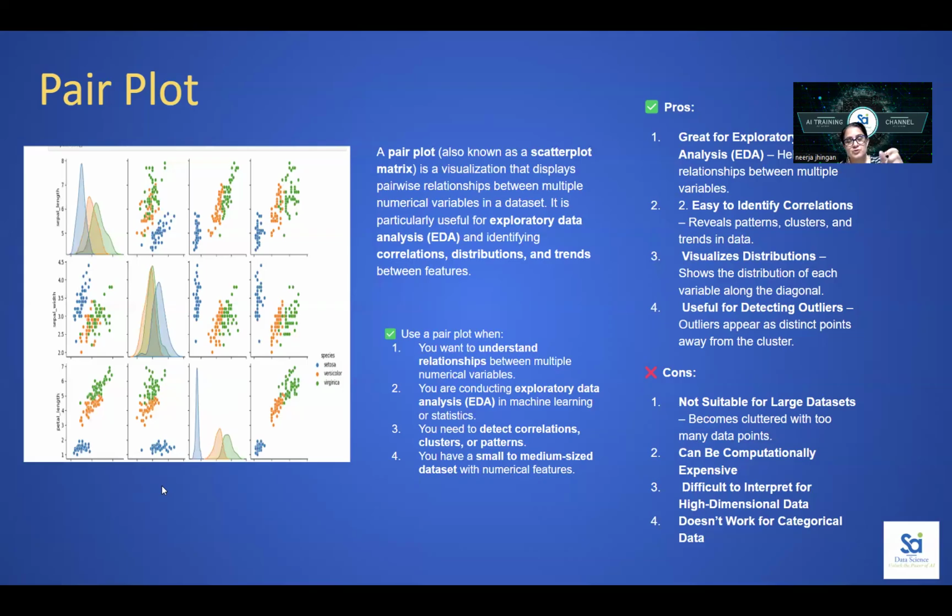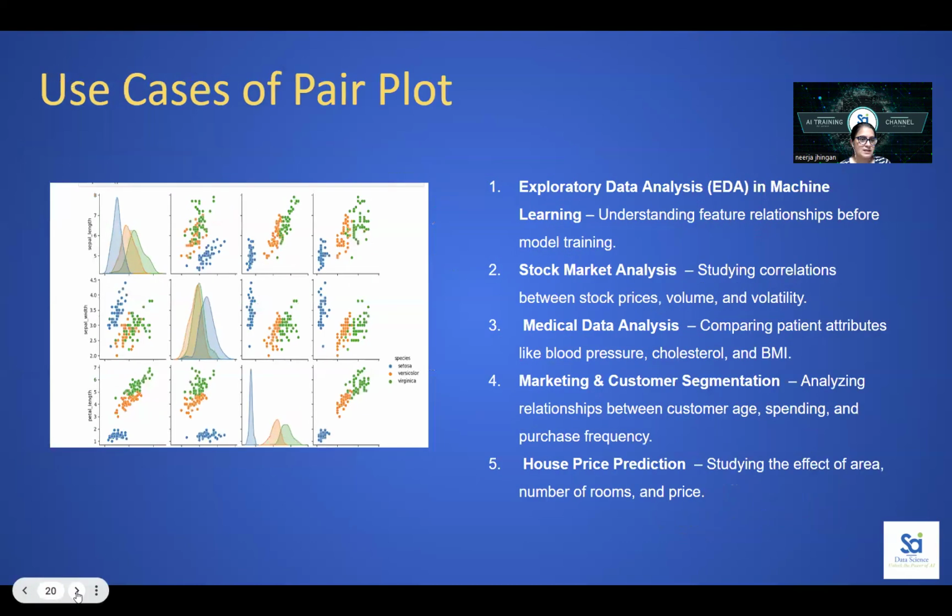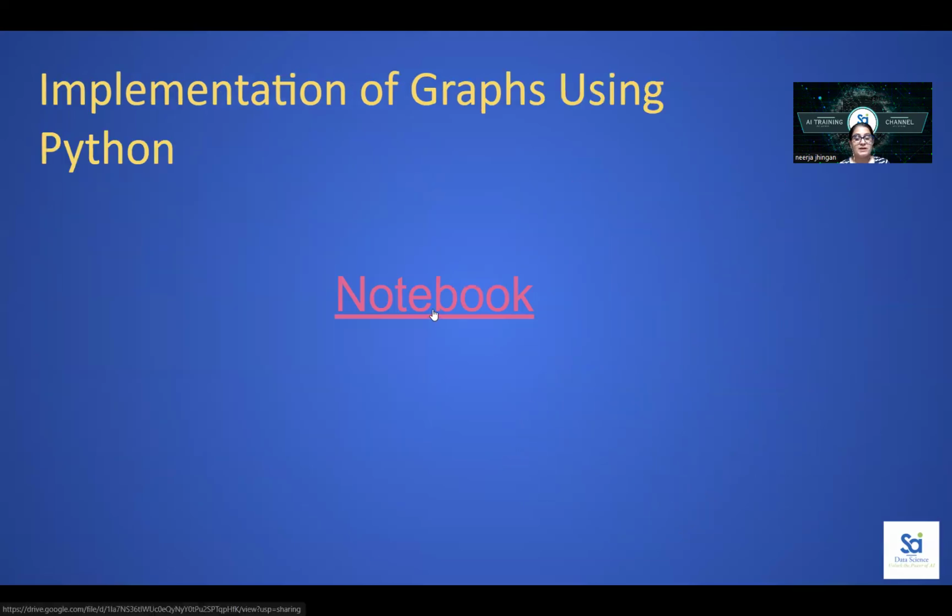This is just one line of command I will show you in Python, and everything is set. But it does need high computational power. If you have many numerical features, let's say 20, it's very hard to draw this graph, right? So it is difficult to draw at that time, but it is a very good graph, like the heat map and pair plot. If you are working as a data analyst, you are definitely going to use this at the back end. Okay, so this was all about your different graphs and their use cases. You can use it for exploratory data analysis, stock market analysis, medical data analysis, marketing and customer segmentation, house price prediction. Very useful. Now we will move ahead with the practical implementation.